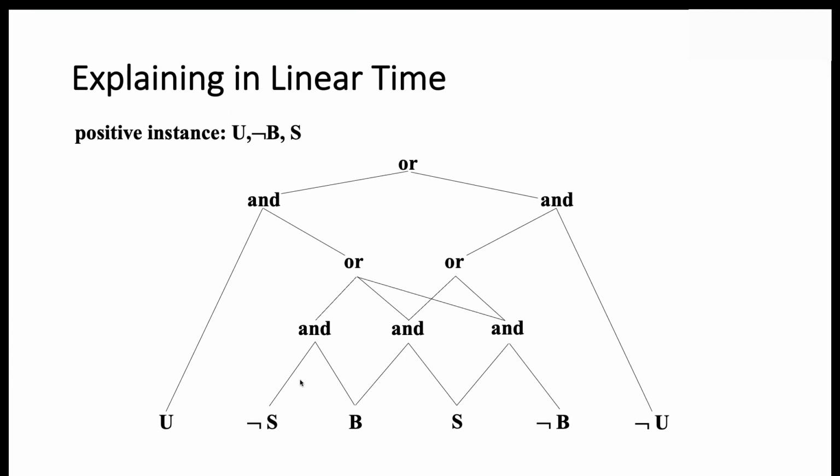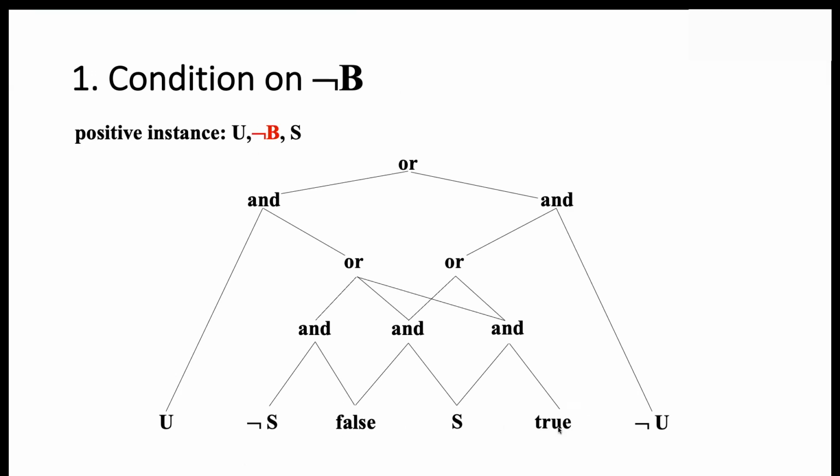The first thing I want to do is I'm trying to see if I can flip some of these guys to negative, but this stays negative. So the first thing I'm going to do is condition this on B negative. All right, so we know how to do this, right? We can do this easily by simply replacing these guys with false and true, because this is negative. This becomes false, this becomes true. Now, what do I get? I get a Boolean formula or circuit over the variables U and S, okay?